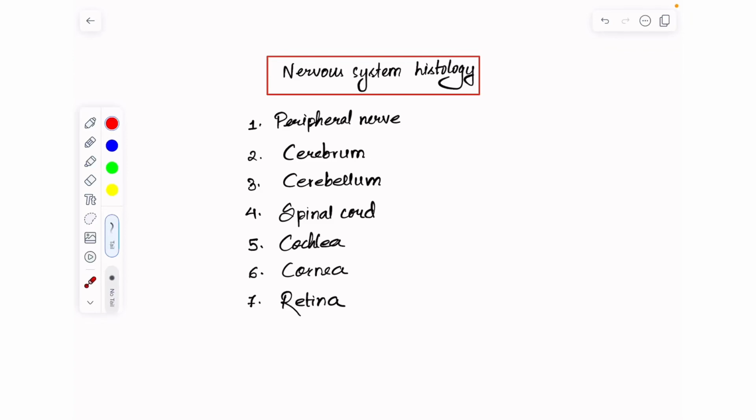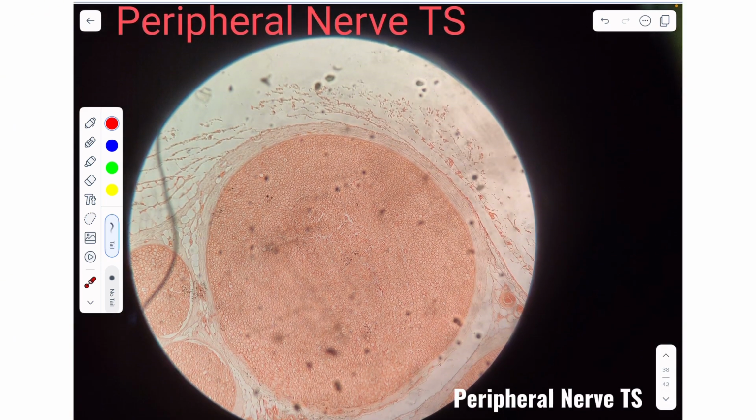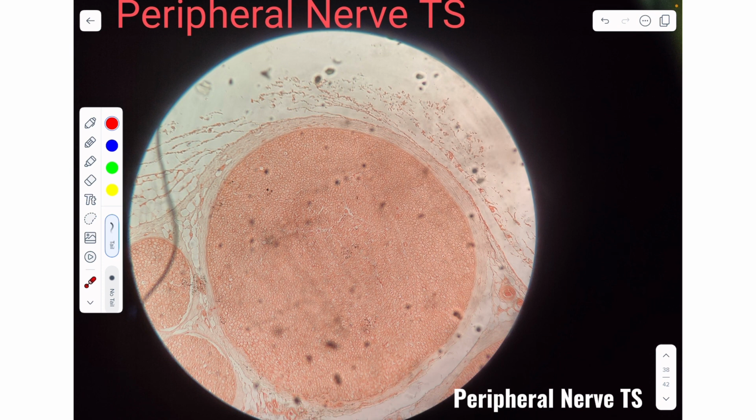In this video, we are going to look at the histological slides of various specimens under the nervous system, a total of 7 different specimens. Let's begin with the first one. Okay, this right here is the transverse section of peripheral nerve.